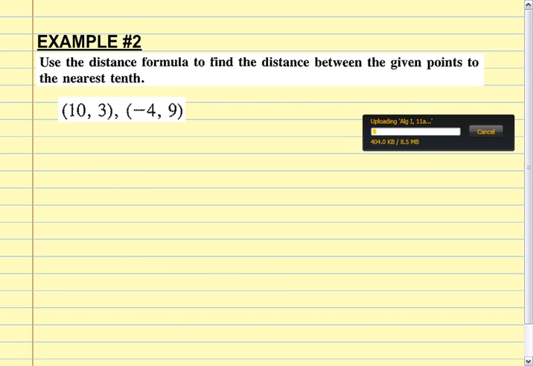Okay, folks, example number 2. Millet, will you give me the formula for the distance? D equals square root. We'll go x2, although we know we just need to go in the same direction. x2 minus x1.